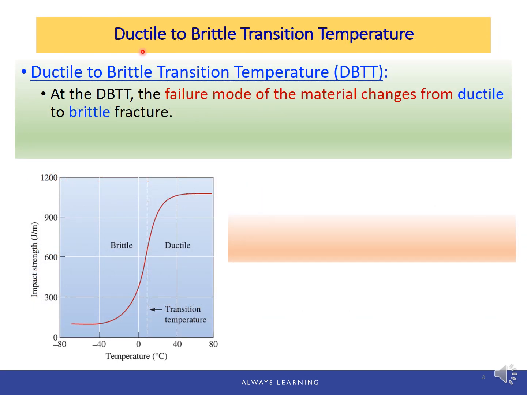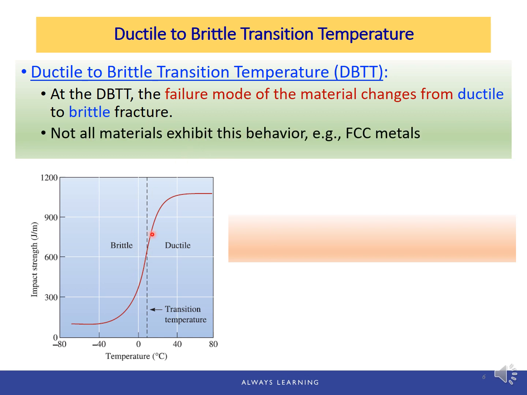So the ductile to brittle transition is related to the temperature dependence of the measured impact energy absorption. The ductile to brittle transition temperature is defined as the temperature where the failure mode of the material changes from ductile to brittle fracture. We should mention that not all materials have this behavior. For example, some FCC metals do not exhibit the ductile to brittle transition phenomena. So we'll see that later.